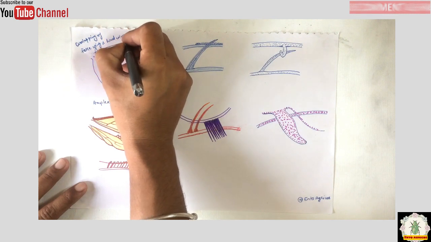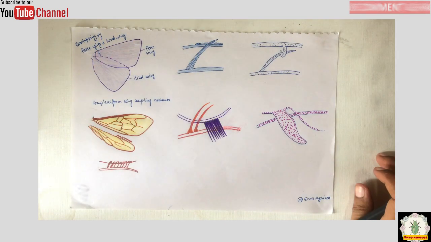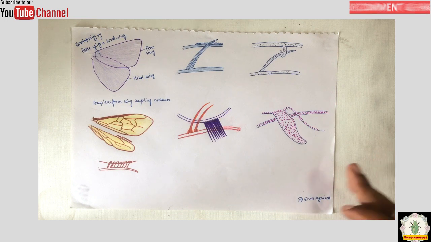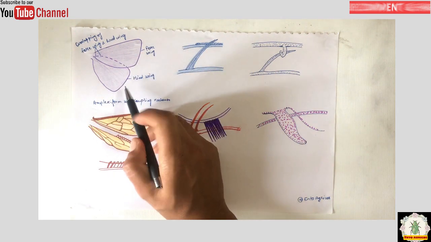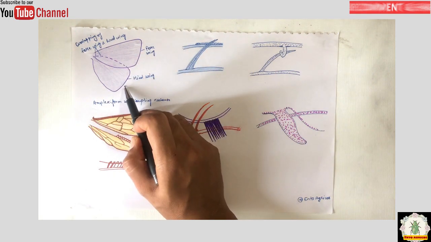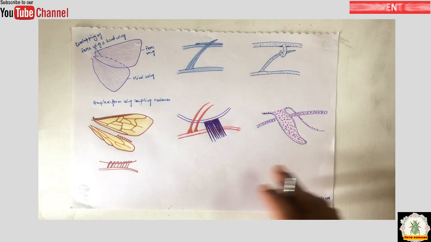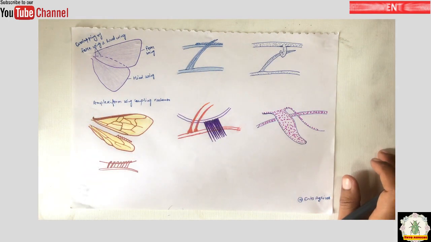This is the simplest one, and this kind of wing coupling mechanism is seen in the superfamilies Papilionidae and Bombycidae of the order Lepidoptera. It is the simplest kind of wing coupling mechanism, as there is just the overlapping of the broad forewing with the hind wing. So this is all about the amplexiform wing coupling mechanism.